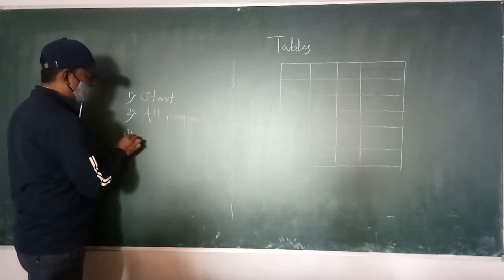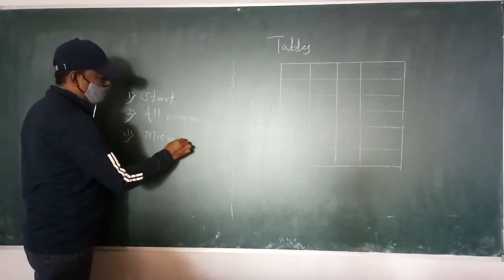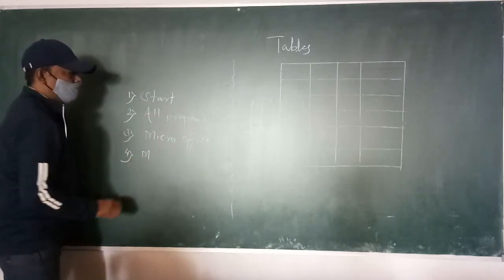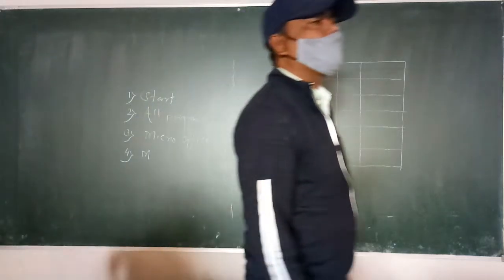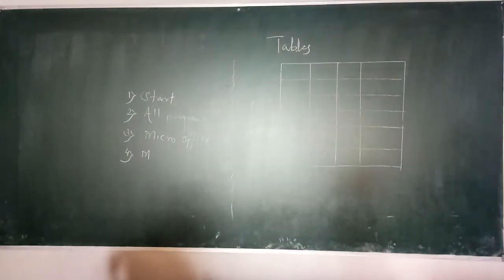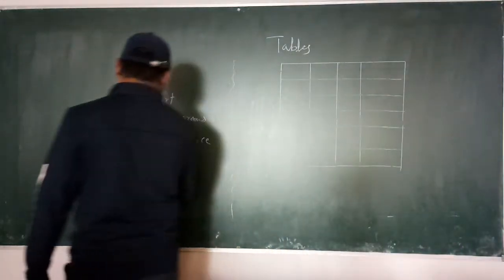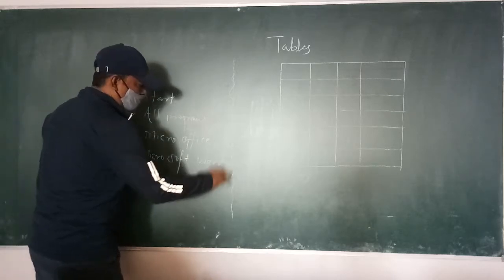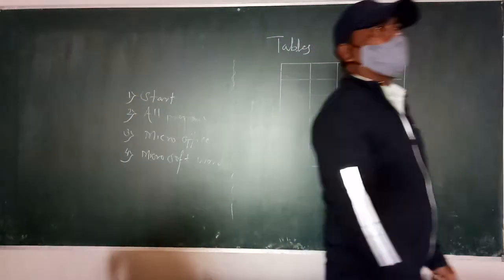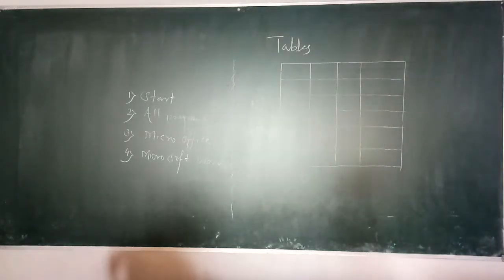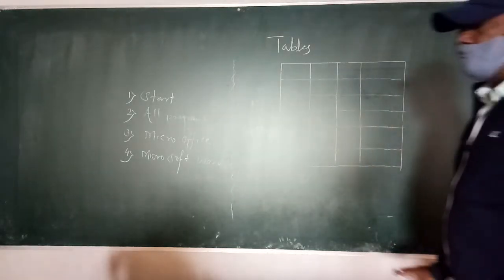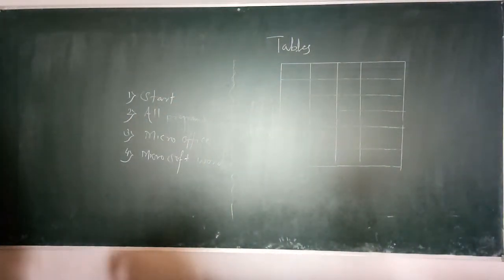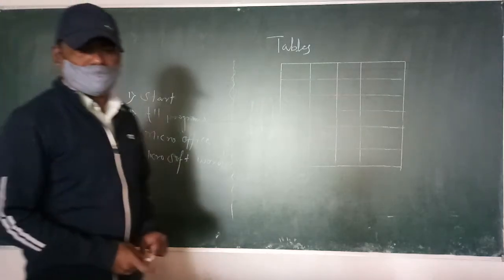And then Microsoft Office, and then Microsoft Excel. So instead of Microsoft Excel, you can click on Microsoft Word to start Microsoft Word. So these are the steps to start Microsoft Word. First, click on the Start button, then All Programs, then Microsoft Office, then click on Microsoft Word. So Microsoft Word will start.